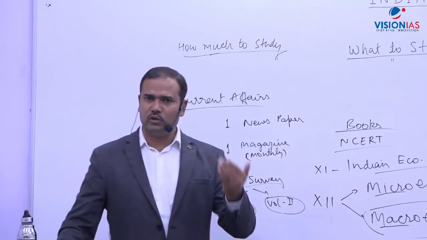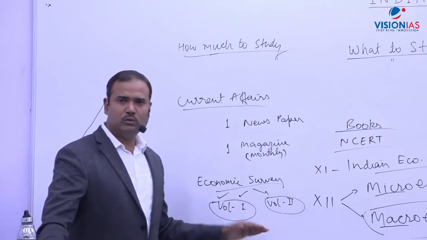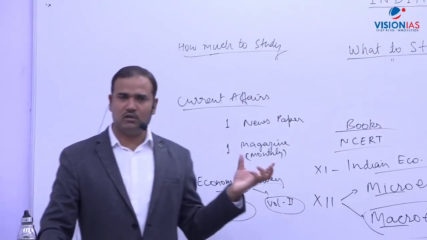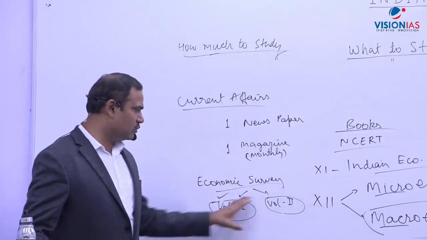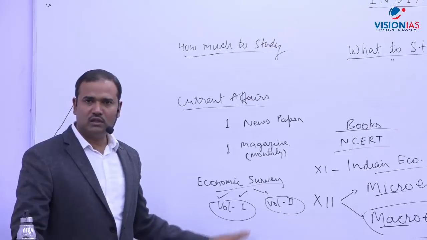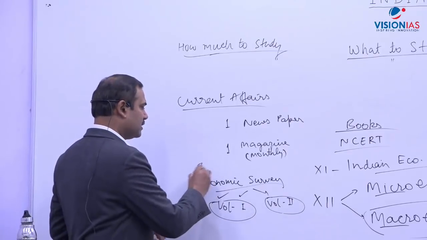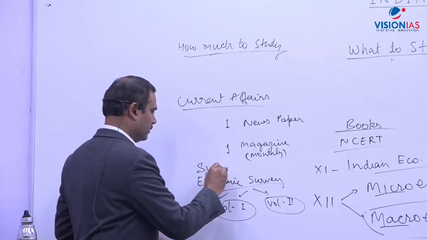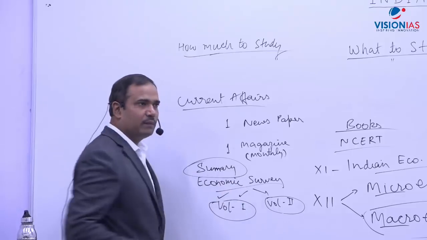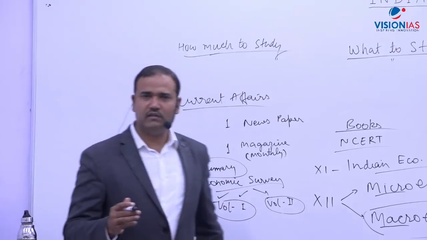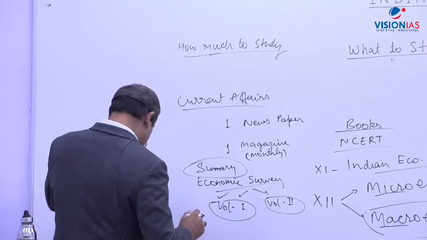I think within 15-20 days you will find a summary online. You may go through any summary available. Vision also publishes a summary, and that summary will be, I think, about 70-80 pages for both volumes. So I think the summary will be sufficient. Don't study the Economic Survey, study the summary. If you study the Economic Survey, it is too lengthy and not everything is relevant for the exam. And next is the budget.